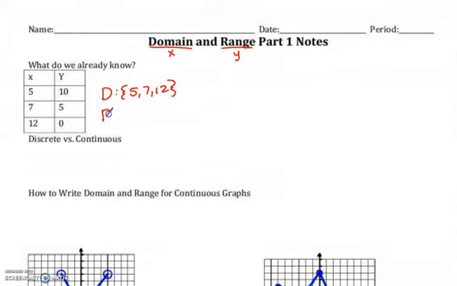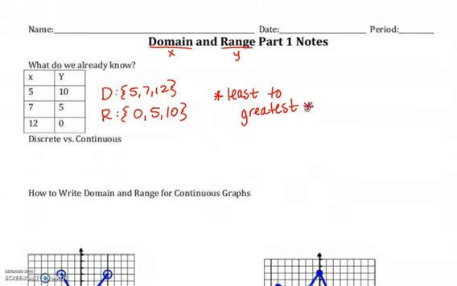And then we'd write range. And we'd have to write these from least to greatest. So that would be 0, 5, 10. So they go from there. So we've done that before, and the key thing, and this is going to come into play again today, is least to greatest. Okay? So what we've been doing is something called discrete, which I'll explain in a second.